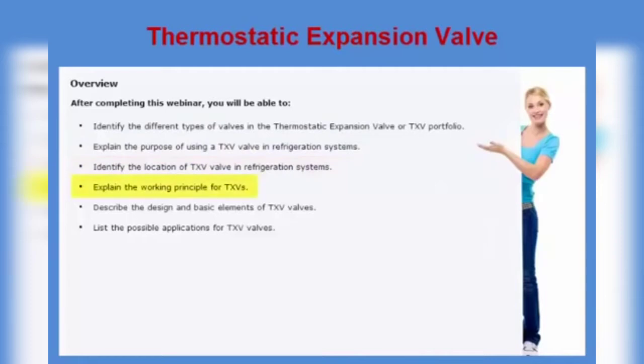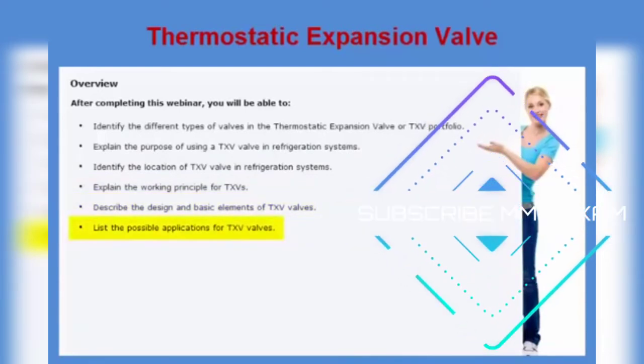Explain the working principle behind TXVs. Describe the design and basic elements of TXV valves. List the possible applications for TXV valves.